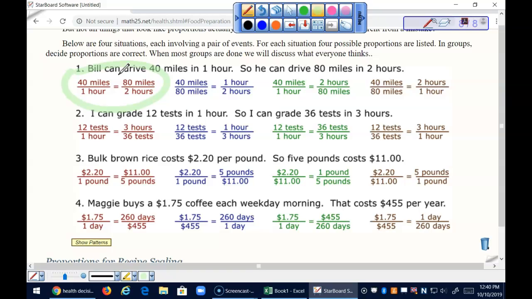And we know Misha likes the first one best, which isn't surprising. Is that one also an option? Why do you think it is? Because the 40 and the 1 hour match up and the 80 and the 2. Yeah, so these match up, that's good. Does the green one work?